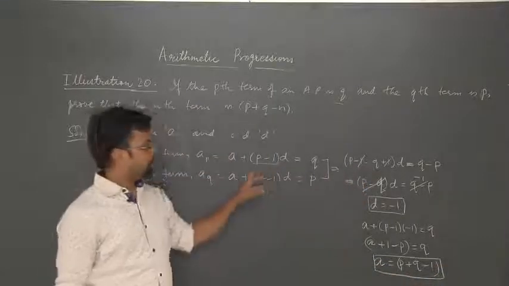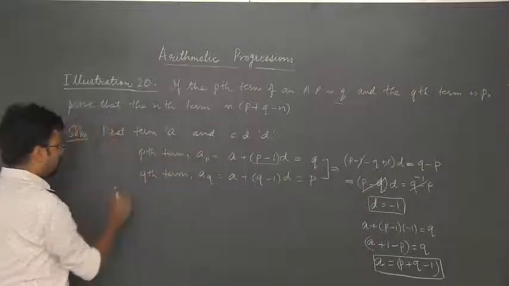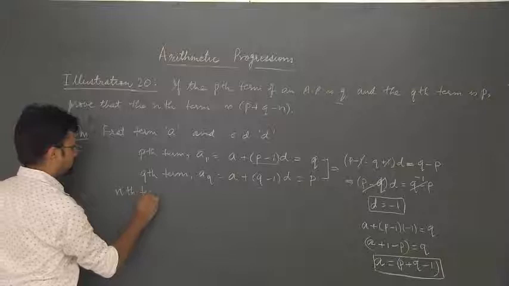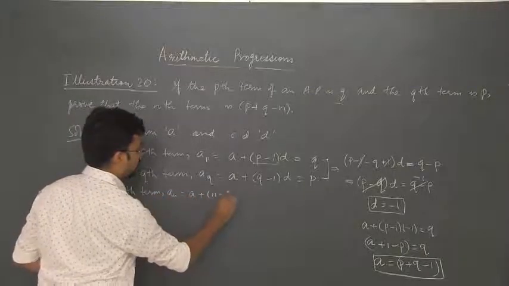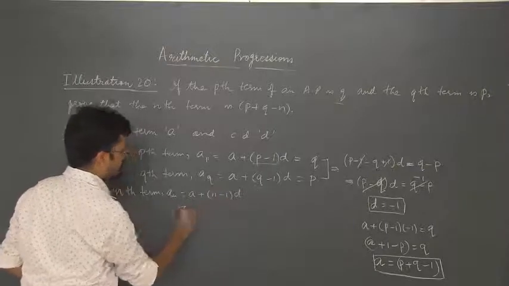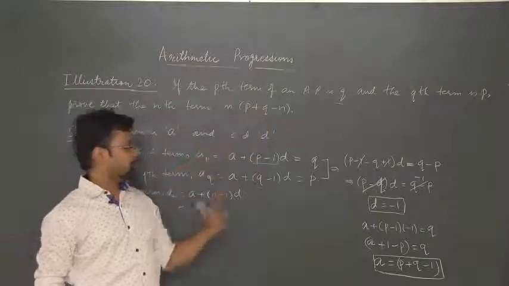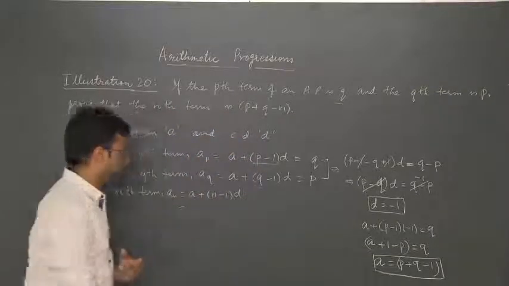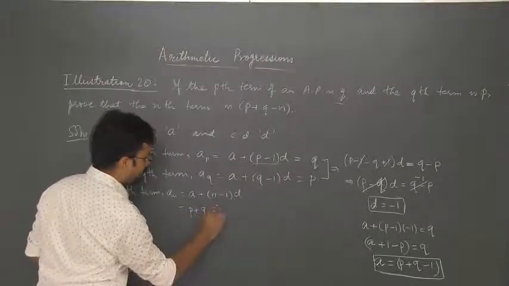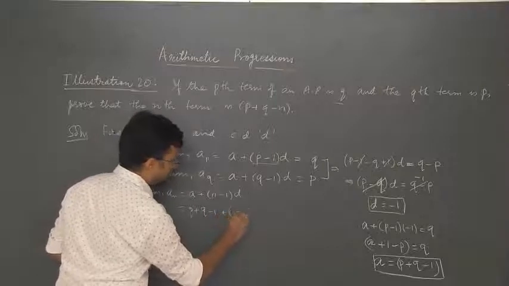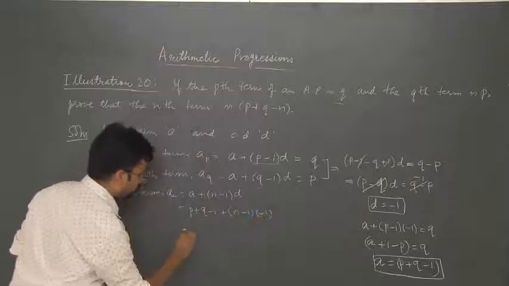So we simplify the given conditions to find out the values of d and a. Now the nth term is easy. What is the nth term? The nth term would be an is equal to a plus n minus 1 into d. We have to find out the nth term in terms of p, q and n. So a and d have to be eliminated. So instead of a, what do we put? We put p plus q minus 1. n would remain as it is, and instead of d, we have minus 1.